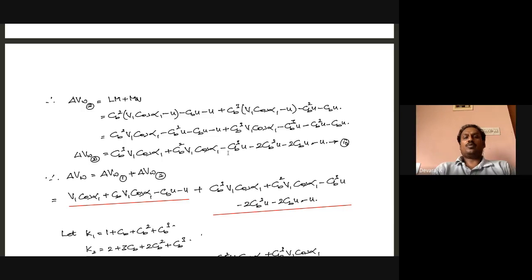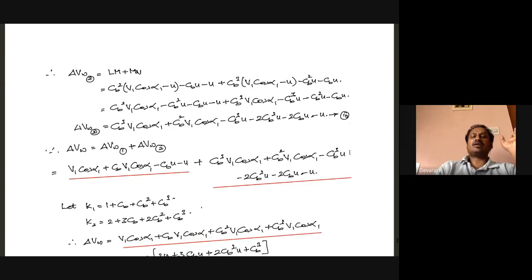So if I group all the things like Cb cube on one side, then Cb square next, Cb cube into U. So I'm going to group it actually. So I can write Cb cube into V1 cos alpha 1 plus Cb square into V1 cos alpha 1 minus Cb cube into U minus 2Cb cube into U minus 2Cb into U minus U. I am calling that as equation number 10. Now I have delta VW for the first wheel, delta VW for the second wheel. Now let's add it.